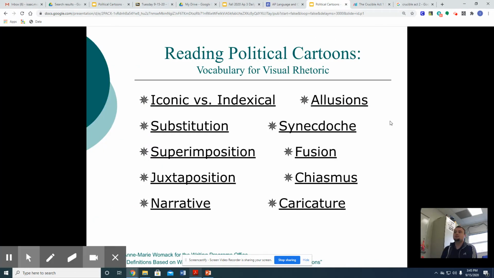So these are some of the key terms here that we're going to be looking at. Iconic versus indexical. That's more symbology, so it doesn't really fit with literary devices. We have allusions, which you should know about, substitution, synecdoche, superimposition, fusion, juxtaposition. Again, juxtaposition is a literary term as well. Chiasmus, narrative, and caricature.